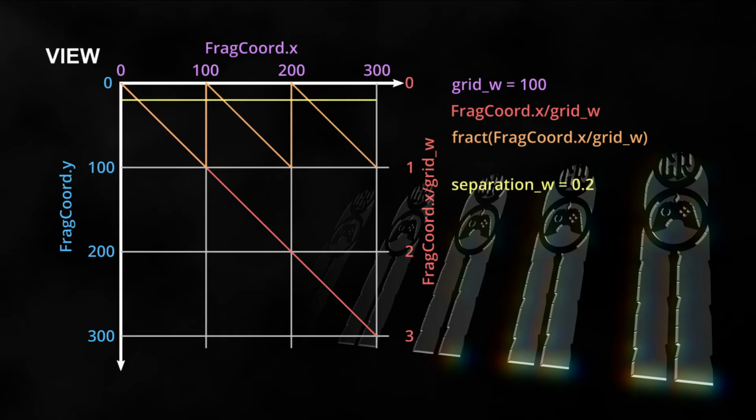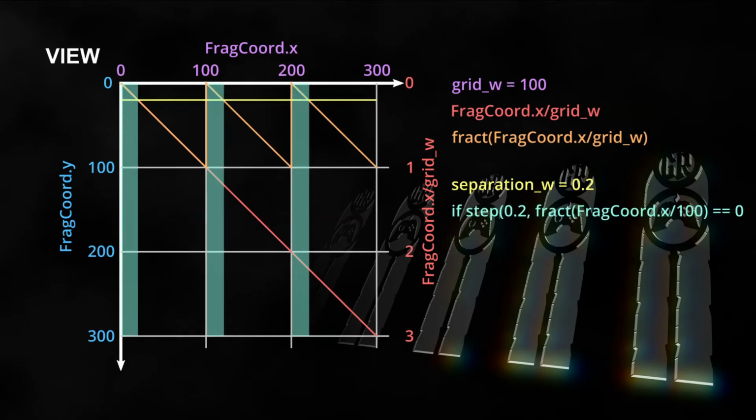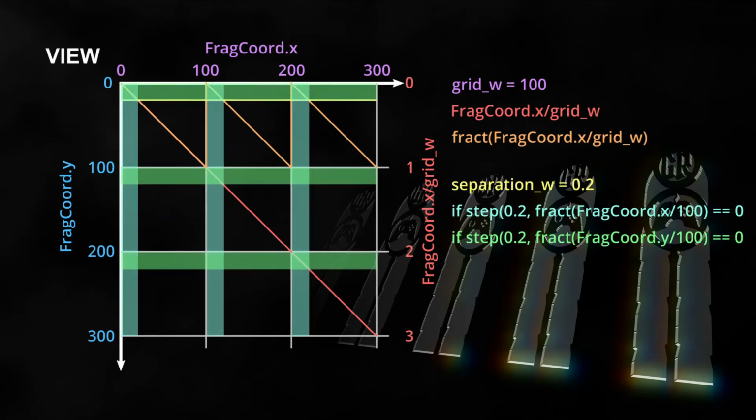Now we compare the fractional part with the separation width. So as long as the fractional part of fragCoord.x divided by grid width is smaller than the edge value, that's the separation width 0.2, step returns 0. Now the second line of our code does the same for fragCoord.y and multiplies the result with what we got in the first line. So everything that's colored green or cyan has a weight of 0, and everything that stayed black has a weight of 1.